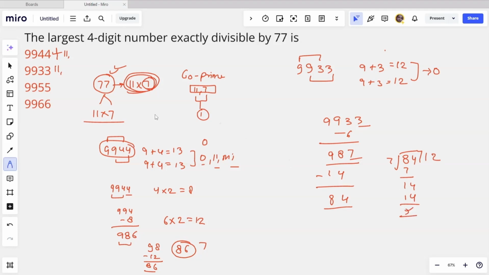If it is divisible by 7, it means this number is divisible by 11 and 7 both. It means this number is also divisible by 77. So the second option is the correct option.